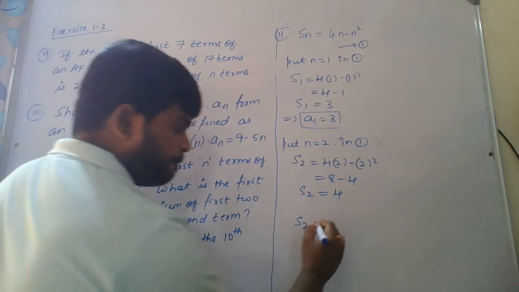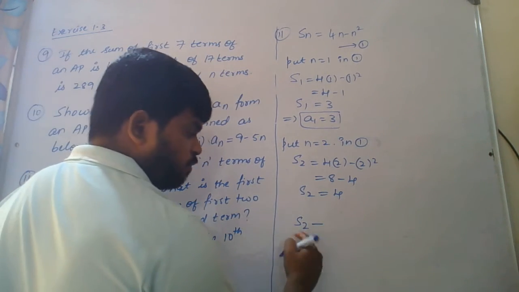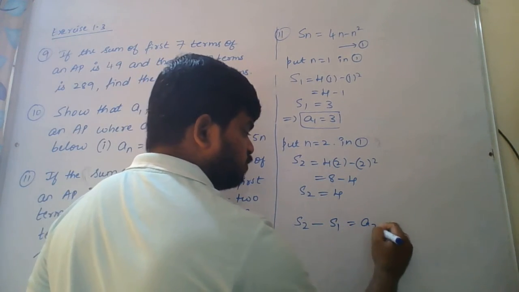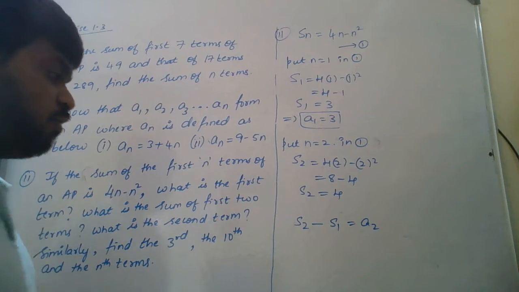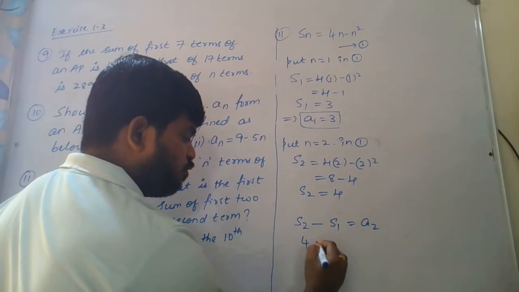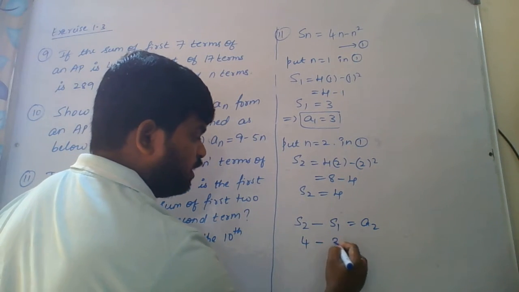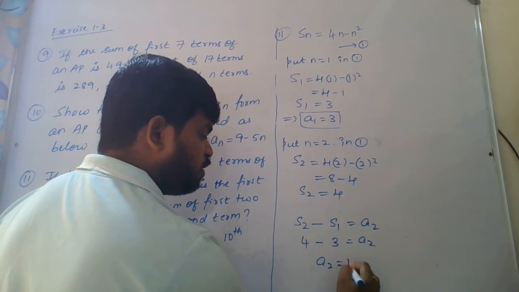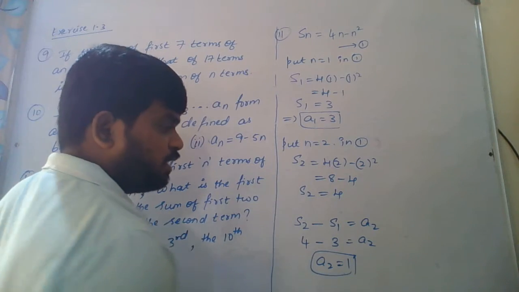S2 minus the previous one less, that is S1. S2 minus S1, that gives us A2, isn't it? Just now we took the formula. So what is S2? 4 minus what is S1? 3 equal to A2, which implies 1 equals A2, or A2 equal to 1. So we got our A2.